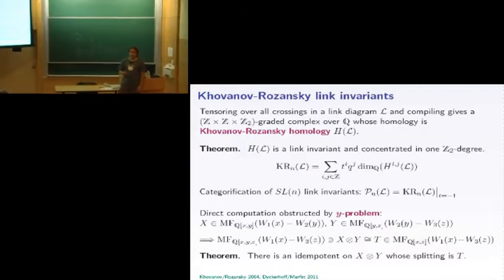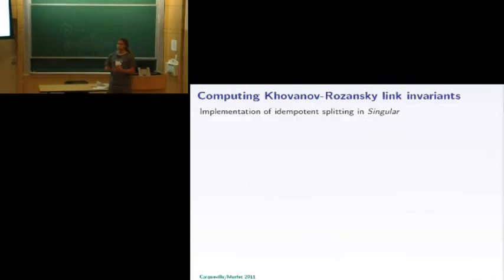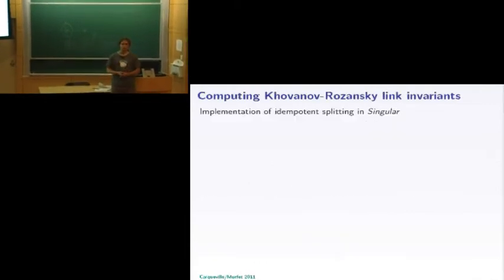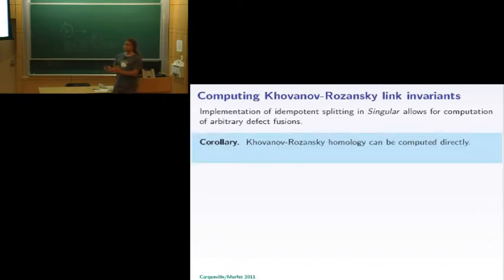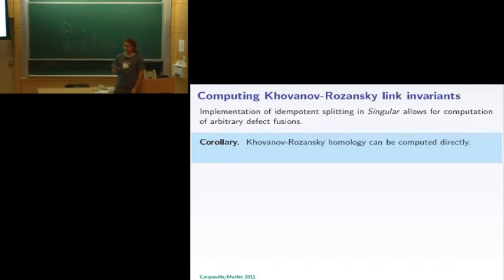Now, there exist algorithms to compute the splitting of an idempotent, and we implemented such algorithms into the package Singular, Dan Murphy and I. And in this way, we can now give explicit formulas for arbitrary fusions of defects. In particular, we can fuse the matrix factorizations that occur in the construction of Khovanov and Rozansky, and therefore I will now be able to present you some results of these computations.